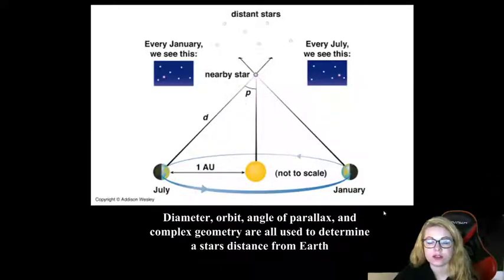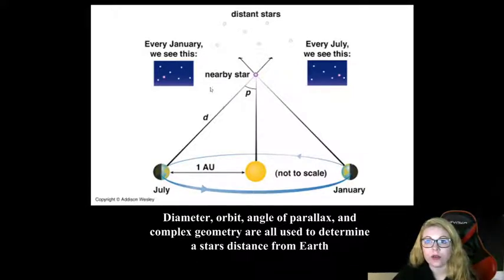And this is a picture similar to one in your book, and it's very complex. Again, you're not required to understand this entirely. The diameter of the star, the orbit, the angle of its parallax, and very complex geometry are all used to determine a star's distance from the Earth. And so this is a very complex mathematical equation that scientists use, as you can see by this graph, it looks complicated, to determine the distance from Earth to a star.